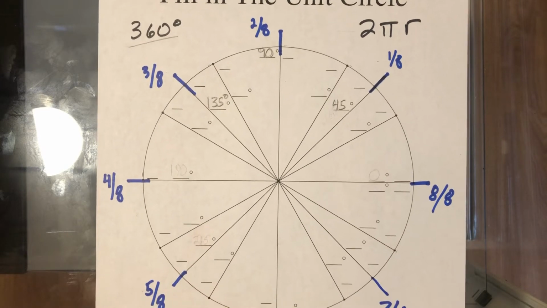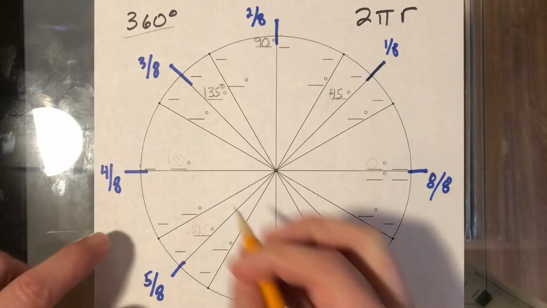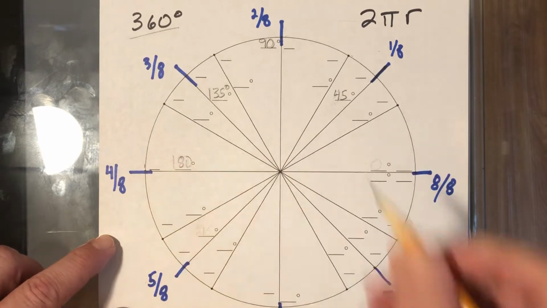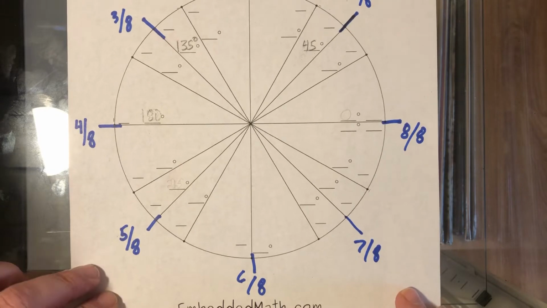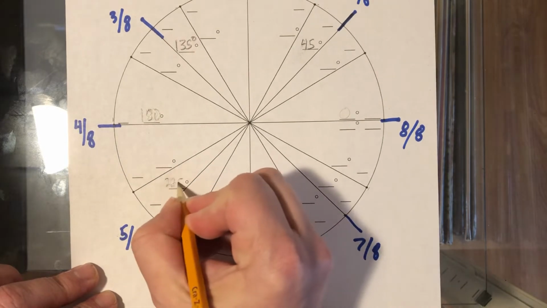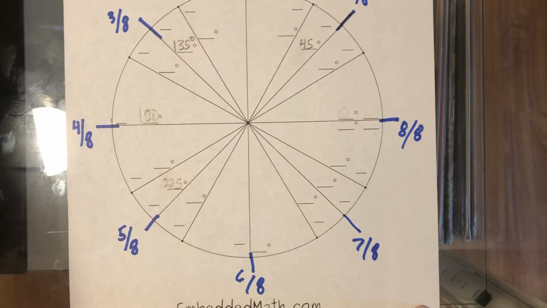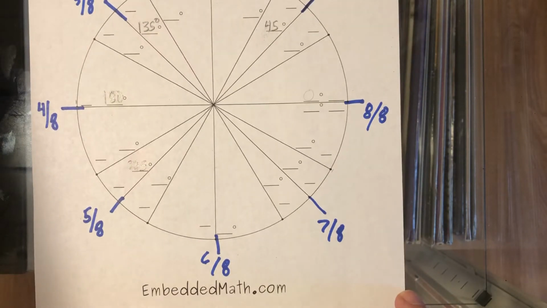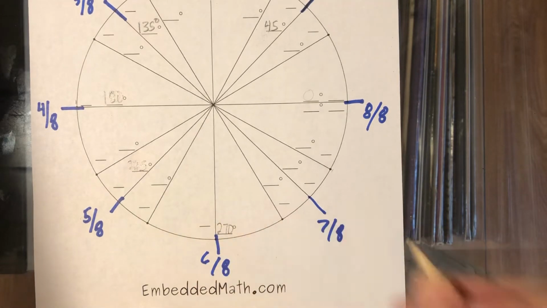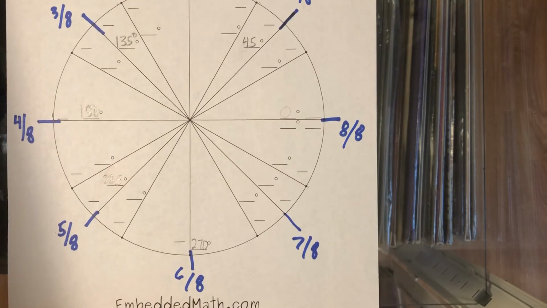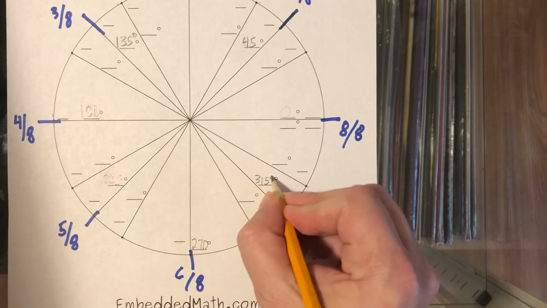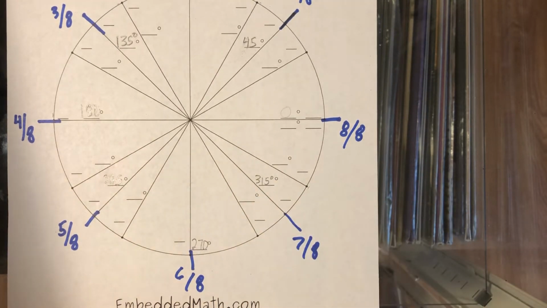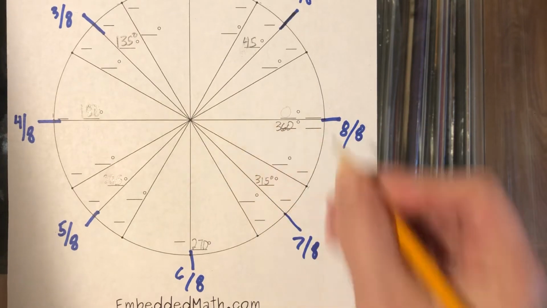Okay? 4/8 would be 1/2, which would be 1/2 of 360, which is 180 degrees. Okay? Continuing around our circle, so 5/8 is going to be 225 degrees. 6/8, which would be 3/4, is going to be 270 degrees. 7/8 is going to take us to 315 degrees. And then by the time we're back around to a full rotation around our circle, we're at 360 degrees.